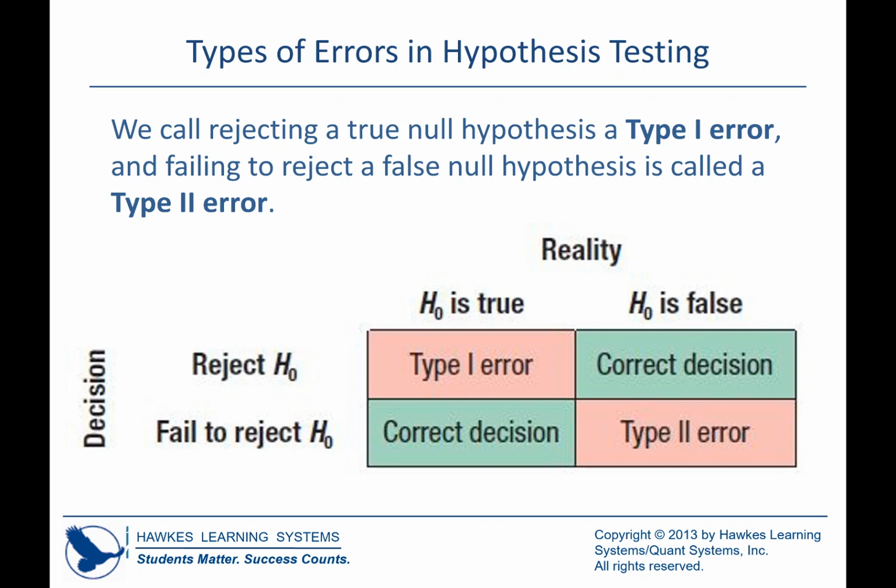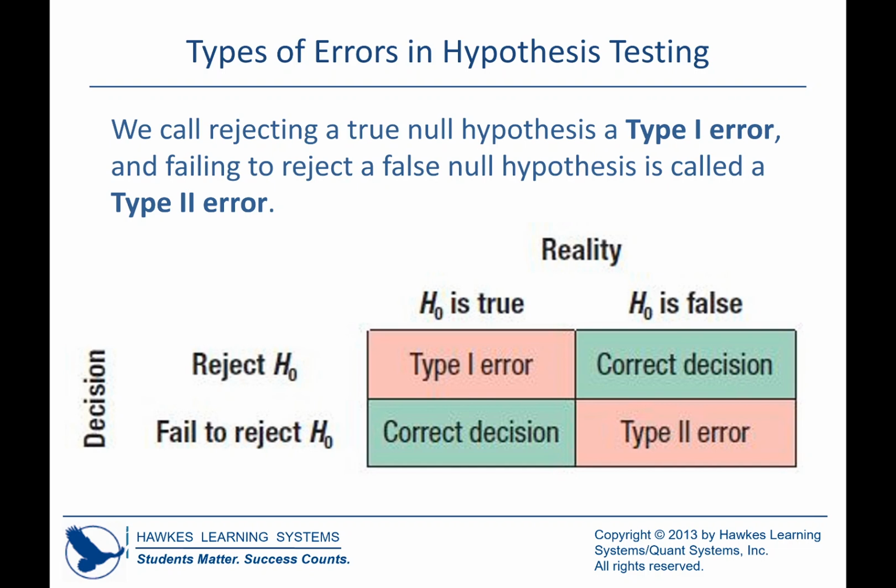All right. Unfortunately, we can't eliminate these errors with the way this is set up. So what we try to do instead is minimize the potential for the errors to happen. But the problem with that is that if we minimize the potential for one type of error to happen, that increases the potential for the other type of error to happen. So if we decrease the chance of a type 1, we increase the chance of a type 2. And if we decrease the chance of a type 2, we increase the chance of a type 1.